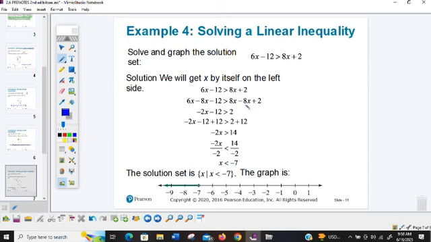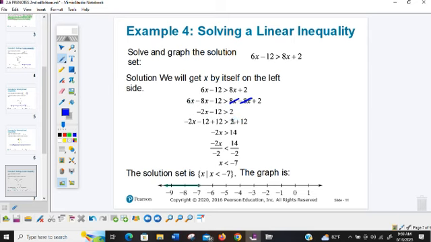Okay, that means you're subtracting 8x from both sides. So 6x minus 8x is negative 2x. We bring down the negative 12. We bring down the greater than. These canceled, and that's what we wanted. So we bring down our 2.